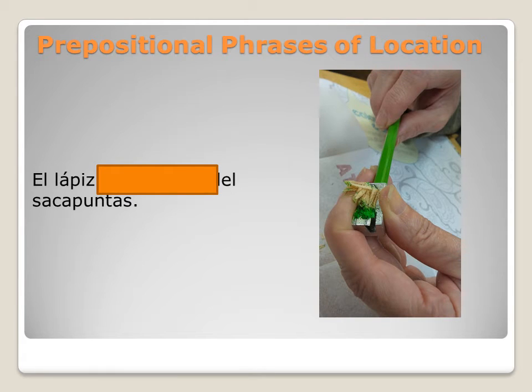El lápiz y el sacapuntas. So we have the pencil and the pencil sharpener. So how would you describe that? Well, first we need a verb, right? So what's the form of our verb going to be? Está. So el lápiz está, what is it? Dentro del sacapuntas. El lápiz está dentro del sacapuntas. It's inside of the pencil sharpener.